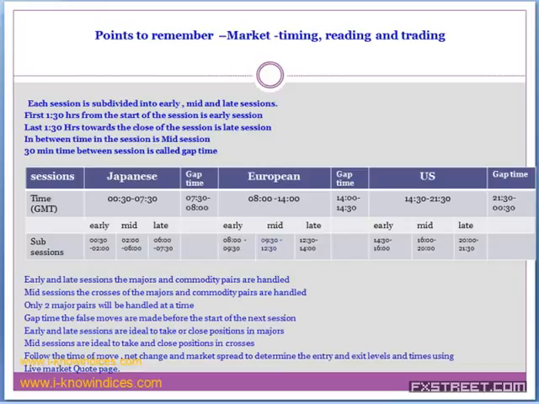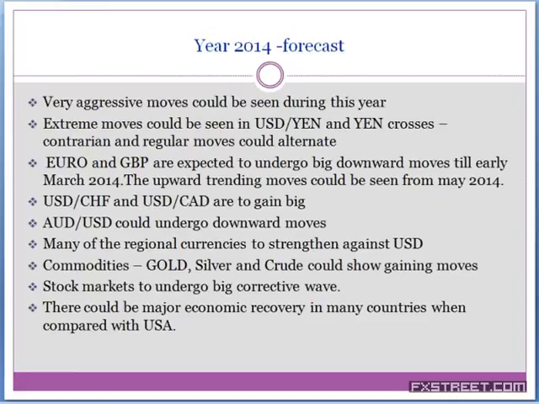Now coming to the yearly forecast. The year 2014, which we'll be seeing in 2 days' time, is expected to bring in very aggressive moves in the market. And people might be thinking that it is due to volume, but the players are expected to become more impulsive, and they want to earn more from the market. And when the earning comes down, they become very aggressive in making such quick moves in the market.